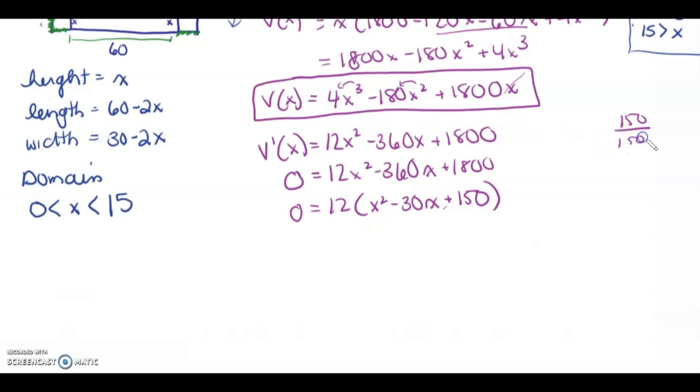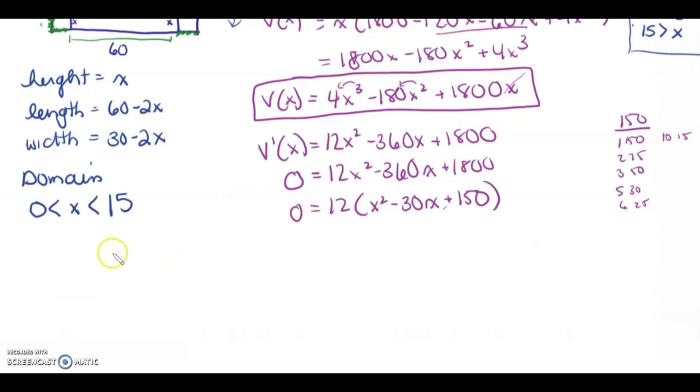So factors of 150 are 1 and 150, 2 and 75, 3 and 50, 5 and 30, 6 and 25, 10 and 15, and I believe that's it. Yeah, okay. So do any of these have the difference or add up to negative 30? None of them do. So at this point, we have to find factors a different way.